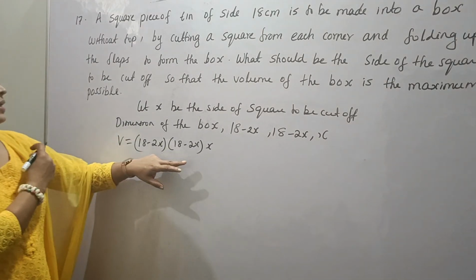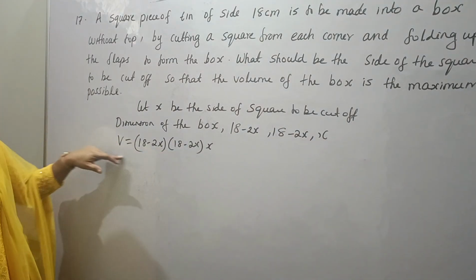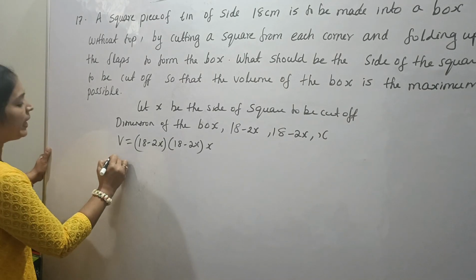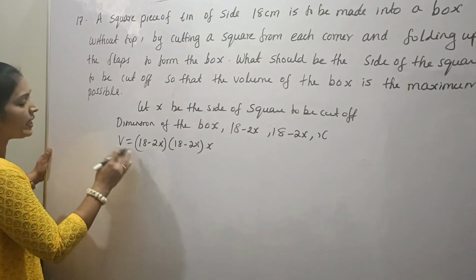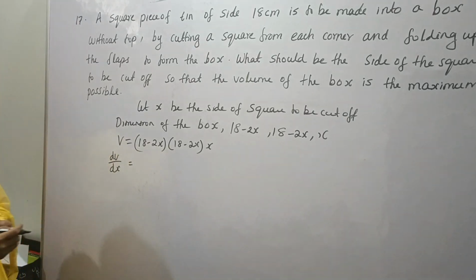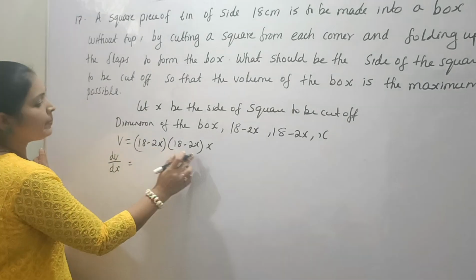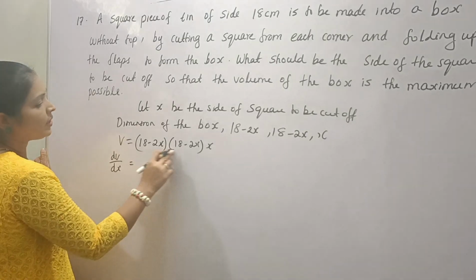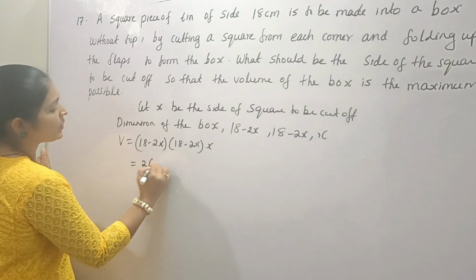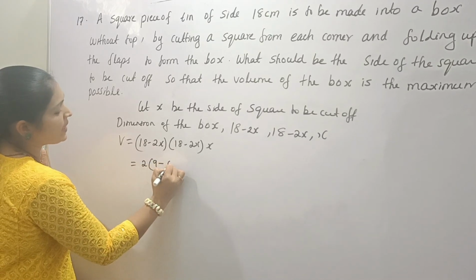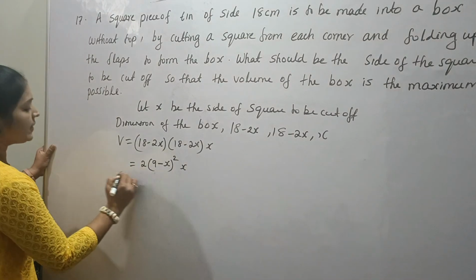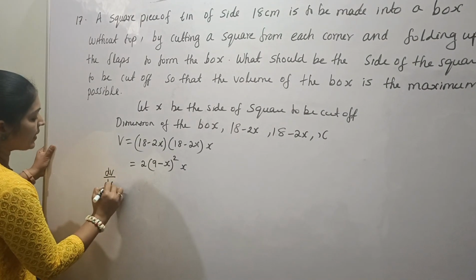So here, let's find the first derivative. It's our function V, then dV by dx. Don't be confused finding the derivative. If it is f of x, then f dash of x, same, dV by dx. That is equal to, here 18 minus 2x whole square, right? So here 2 is common, let's take it outside. So first of all, 2 into 9 minus x whole square into x. Okay, it's our f of x, the volume.